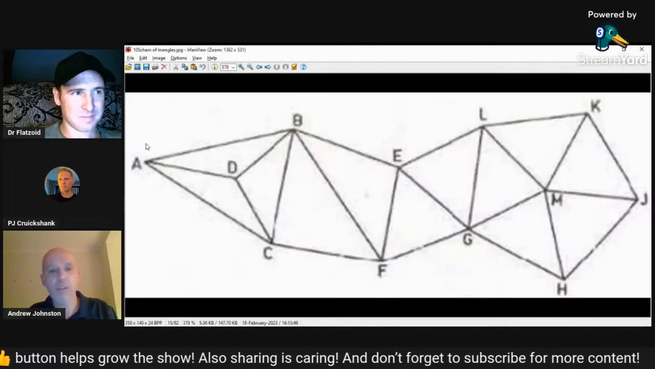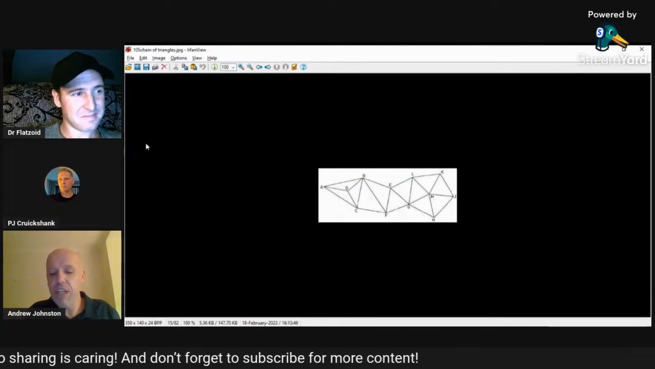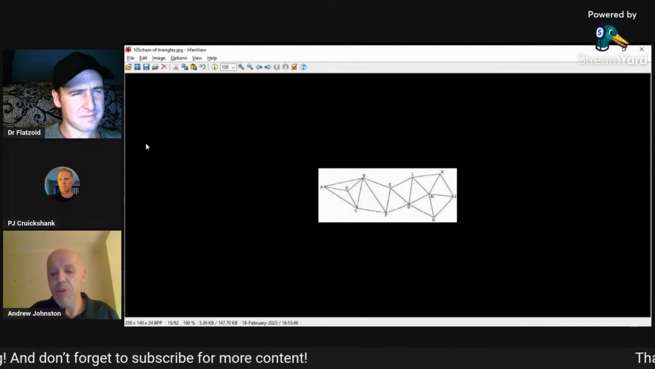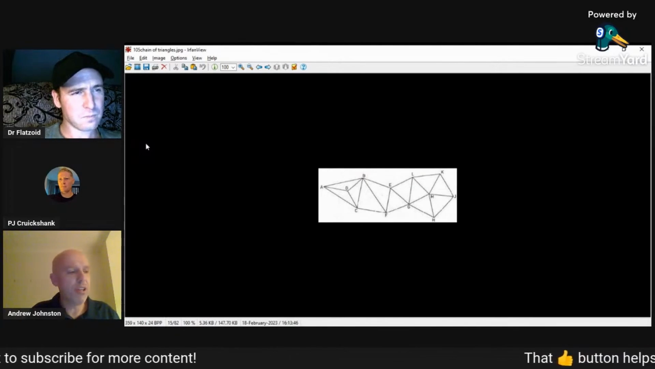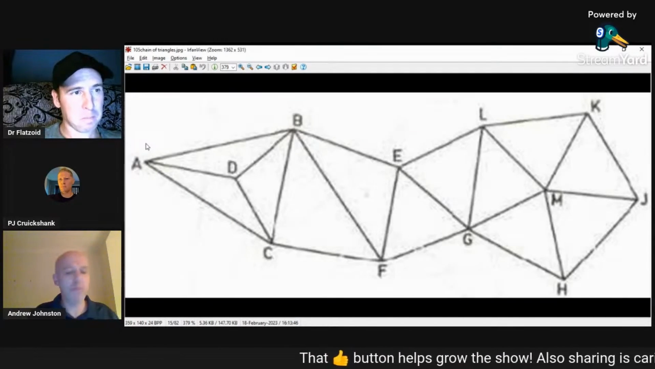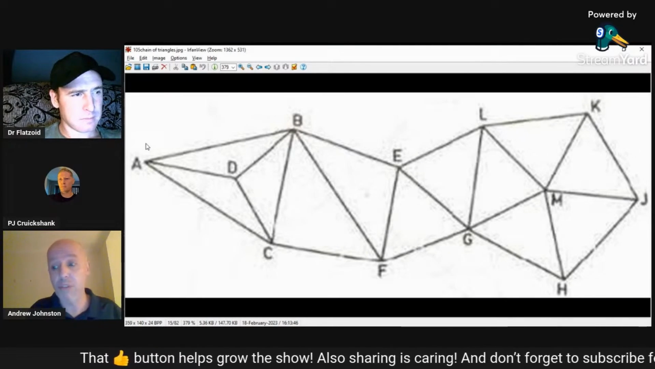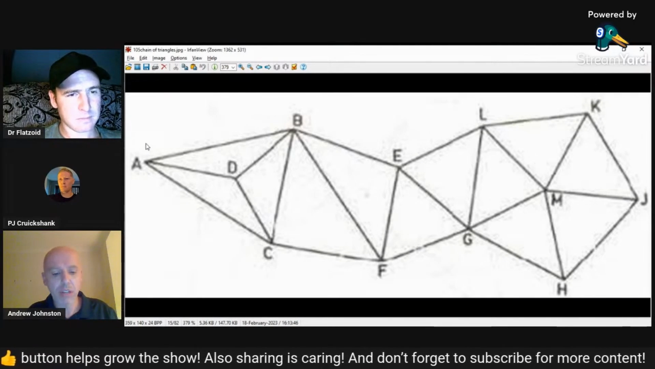This method is well suited to covering large areas with a modest amount of effort using long chains of triangles. That's a bit big and not a great picture, but using long chains of triangles to survey your territory.